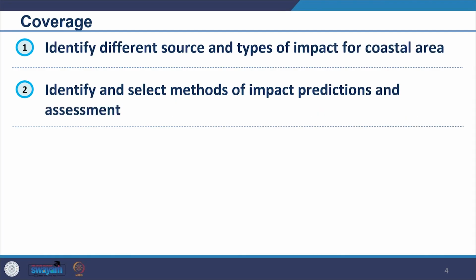So accordingly, our learning outcomes are that after completion of this particular session, you should be able to identify different sources and types of impacts for coastal areas. And then you should be able to identify and select methods of impact prediction and assessment. So we're not going to get into too extensive details of the methods, but we'll look at what are the different methods which are available for the domain.